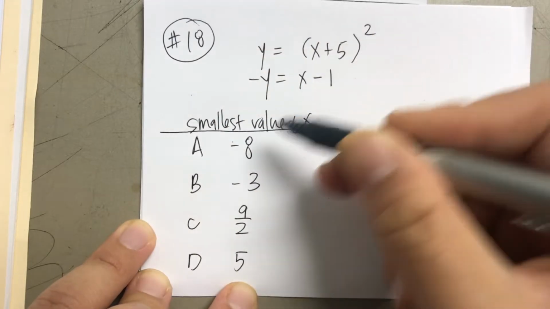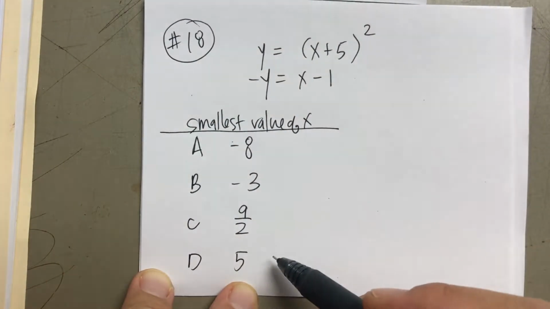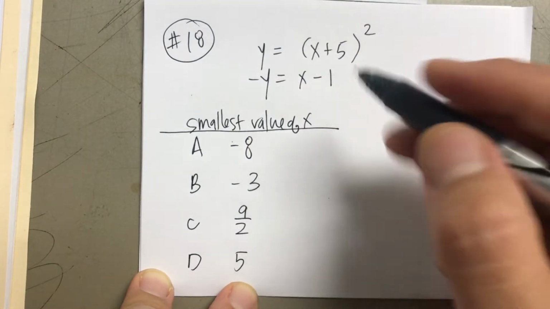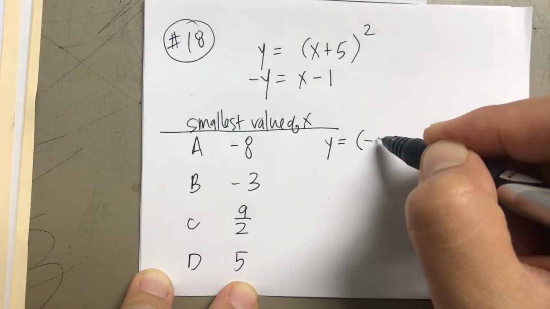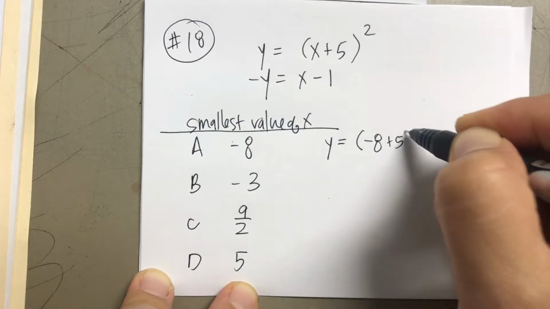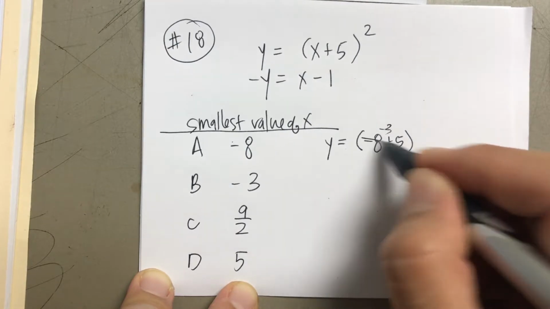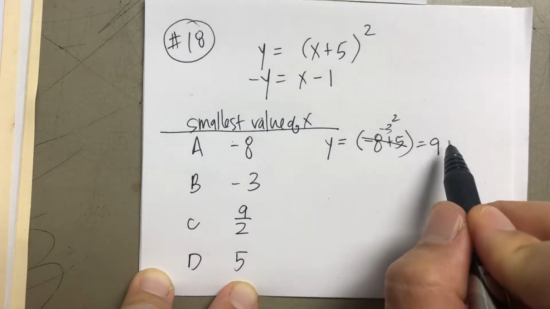That means we're starting with the smallest number. Notice they go from small to bigger. Okay, so we're going to start with -8. So one of these is x. We don't know what the y is, but we know that the x is going to be -8 plus 5. -8 plus 5 is -3, right? -3 squared is 9. So basically y equals 9.